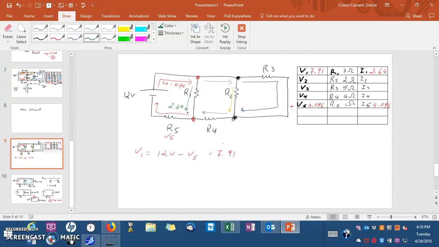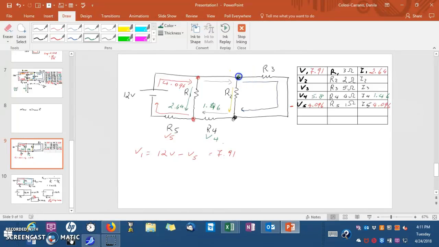4.096 minus 2.64 will give you 1.5, let's say. Those are the amps going on here. So this is your I4 also. So it's really 1.46, which is the value there, which, when you multiply those two values, will give you the 5.8, which is the drop here.